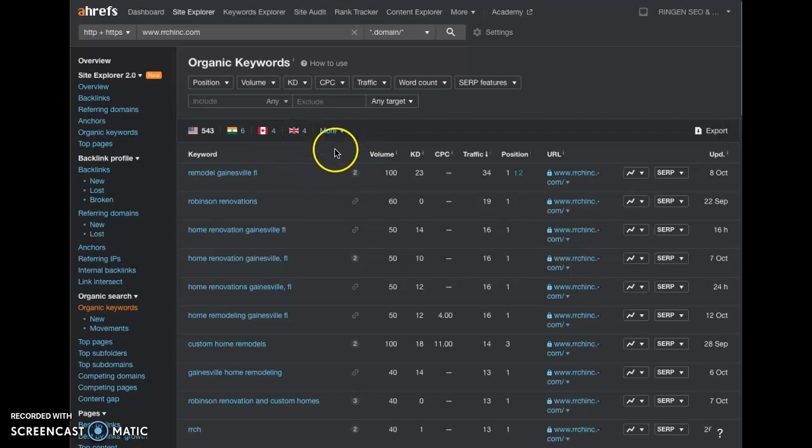So this shows us keywords. So this is the keyword and this volume column, this is how many times that specific keyword is being searched per month. So remodel Gainesville, Florida is being searched 100 times a month. Home renovations Gainesville, 50 times a month. Home remodeling Gainesville, 50 times a month. So those are some pretty high search volume for these local keywords. That's a big reason on why they're being found and why they're number one, combined with the backlinks that they have.